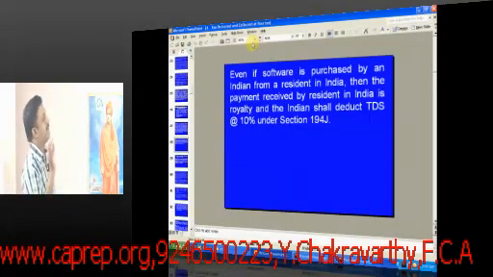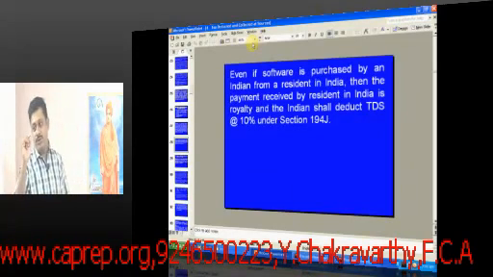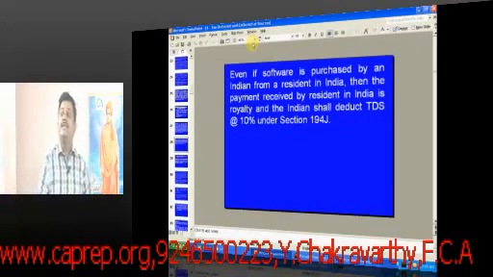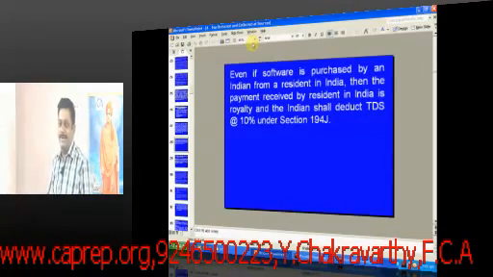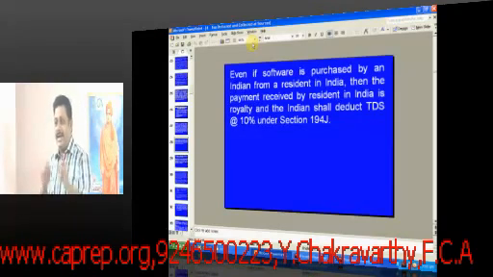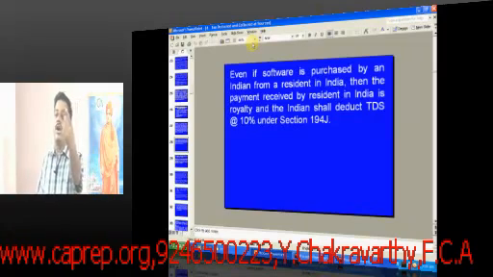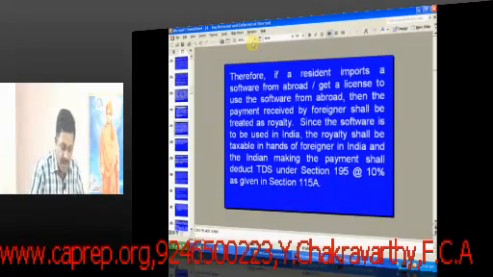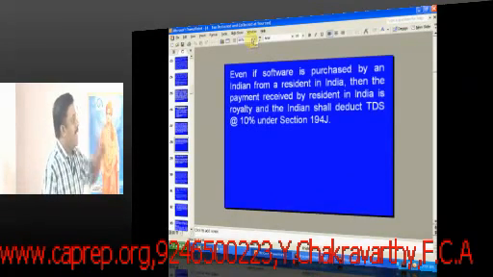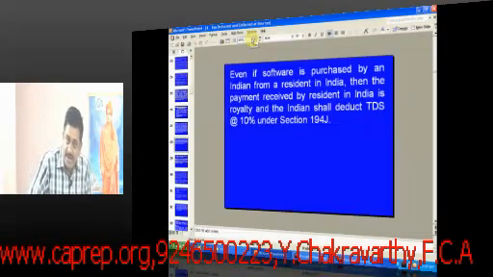So, even if software is purchased by an Indian from a resident in India, then also the payment will be subjected to TDS, but under which section? Section 194J. At the final level, this is most important, or as a consultant, this is more important. See, if the payment is made to the non-resident, it is covered by section 195. If the payment is made to the resident for royalty, that is covered under section 194J.